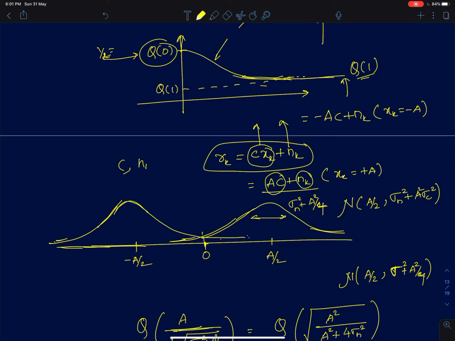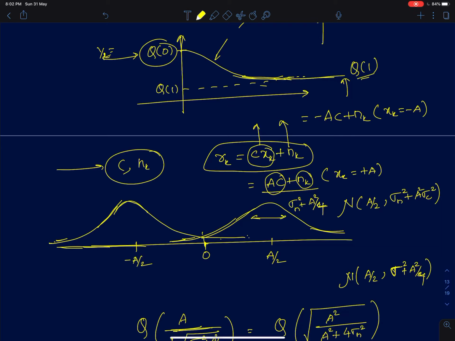C and Nk are assumed to be independent of each other, because that's the assumption we are making. Channel and noise that you are going to add, it's a very good assumption. They both are independent. Because they are independent, when you add two independent Gaussian random variables, the resulting sum will also be a Gaussian random variable with a mean equal to the sum of the two means and variance equal to the sum of the two variances. This is a pretty standard theorem.